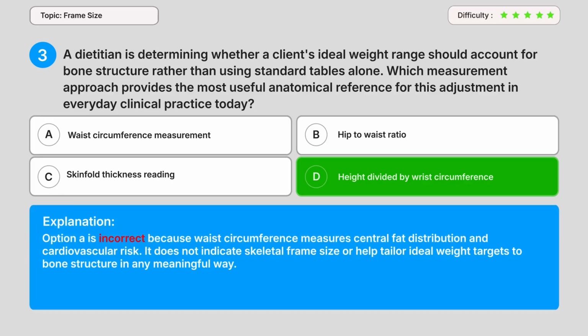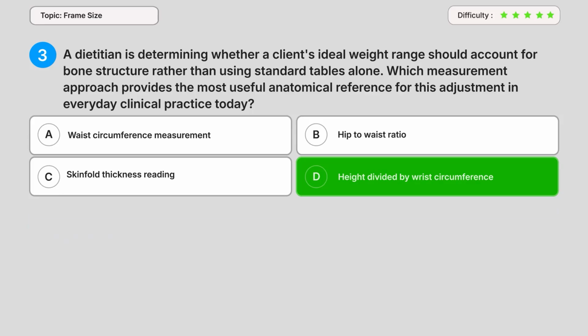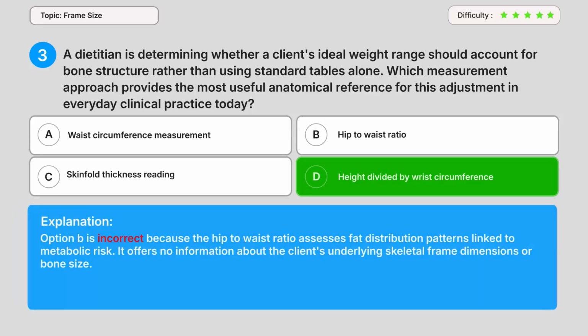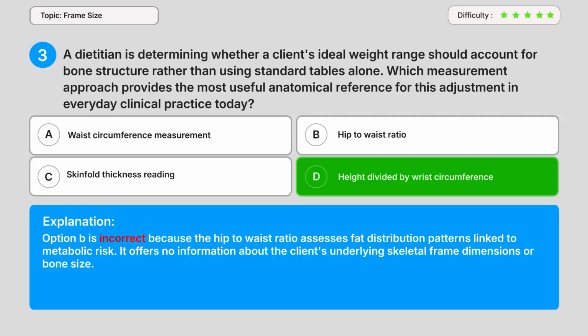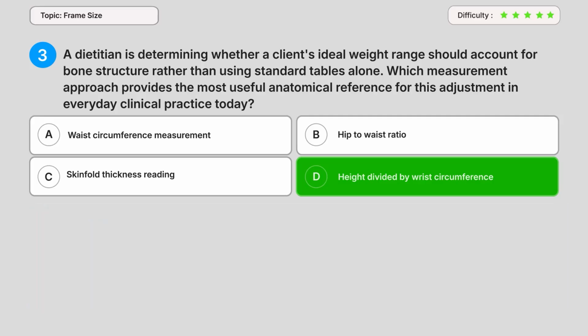Option A is incorrect because waist circumference measures central fat distribution and cardiovascular risk. It does not indicate skeletal frame size or help tailor ideal weight targets to bone structure in any meaningful way. Option B is incorrect because the hip to waist ratio assesses fat distribution patterns linked to metabolic risk. It offers no information about the client's underlying skeletal frame dimensions or bone size.